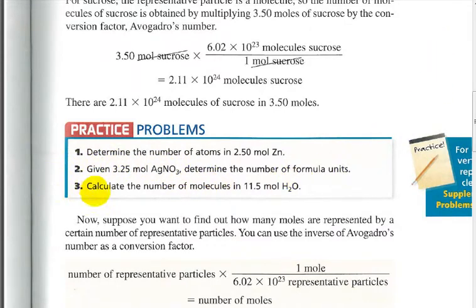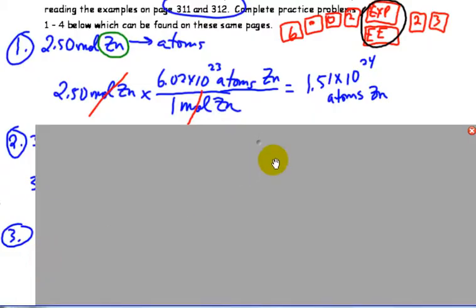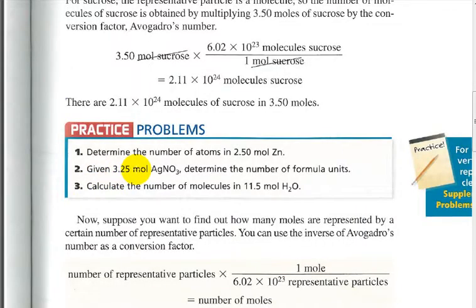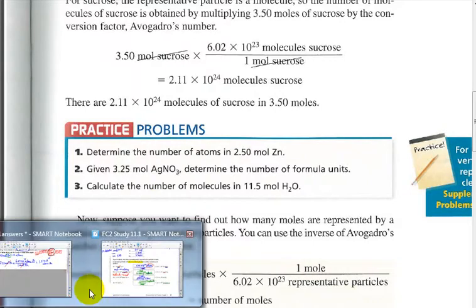Hopefully you had time to work through questions 2 and 3. And we'll look at the results here. So the first one, we're starting off at 3.25 moles and going to formula units because silver is a metal, nitrate are non-metals, so that's formula units. And then number 3, calculate the number of molecules in 11.5 moles of H2O. So of course, H is considered a non-metal when it's bonded like this. So that is in fact a molecule.